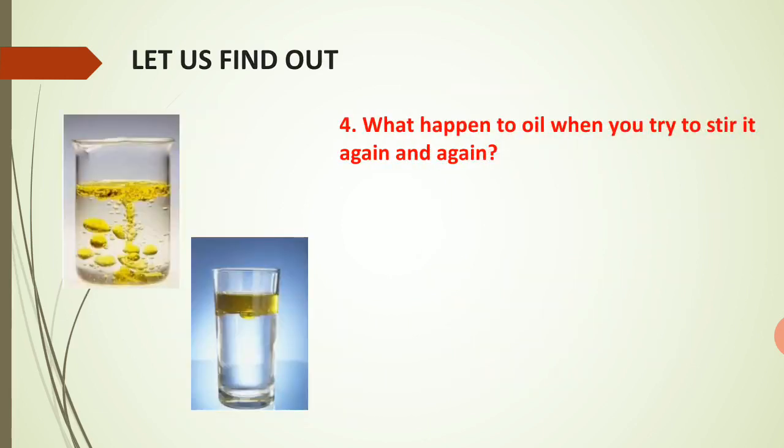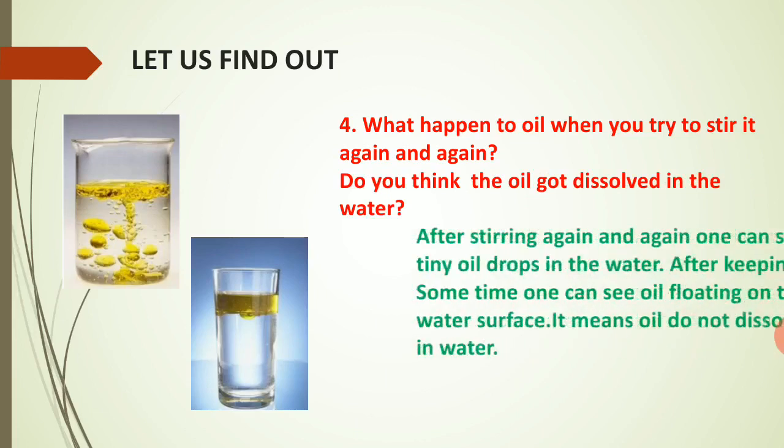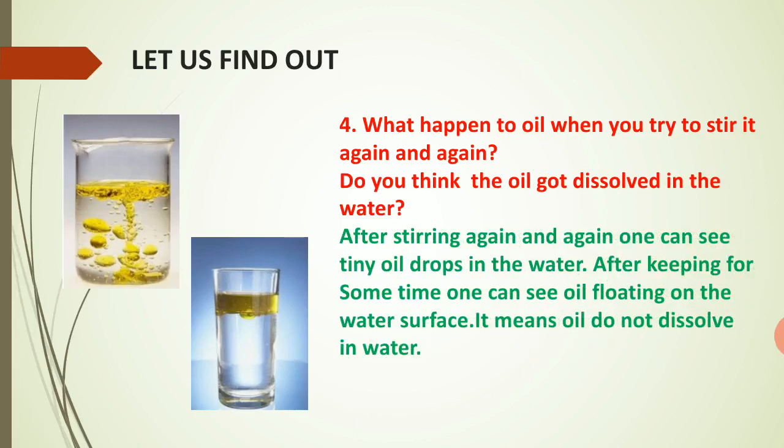What happened to oil when you tried to stir it again and again? Do you think the oil got dissolved in the water? After stirring again and again, one can see tiny oil drops in the water. After keeping for some time, one can see oil floating on the water surface. It means oil does not dissolve in water.